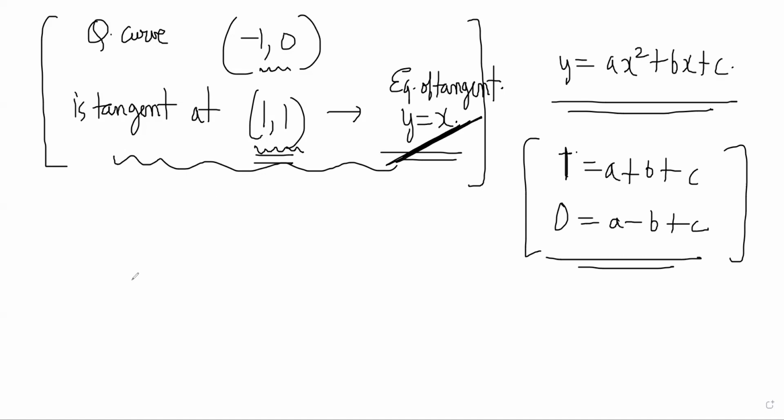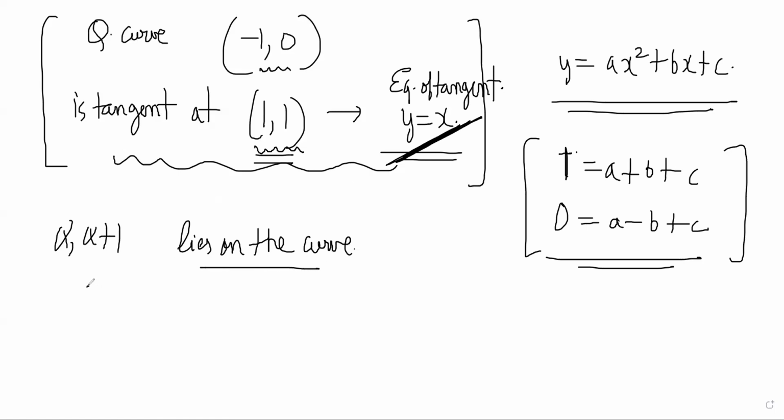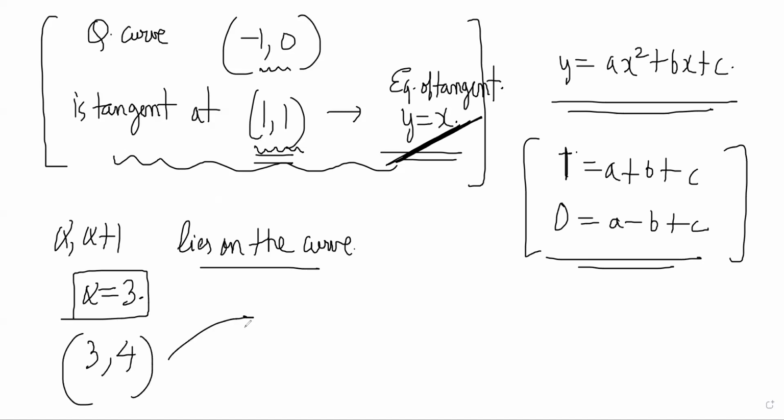Once you find the equation of the curve, you have to find the equation of the normal to the curve at the point alpha comma alpha plus 1, which means alpha comma alpha plus 1 lies on the curve. Just putting it in the equation should give you alpha is equal to 3. Once you know this, the point is 3 comma 4, find the normal at 3 comma 4. I hope it is clear.